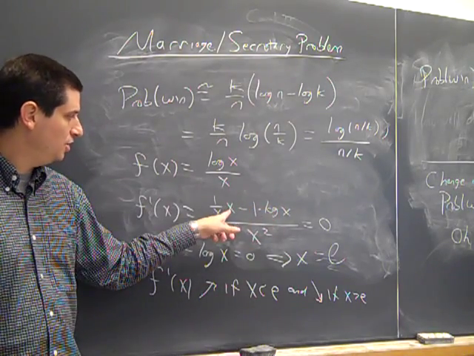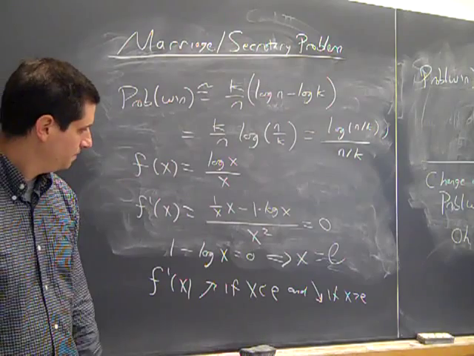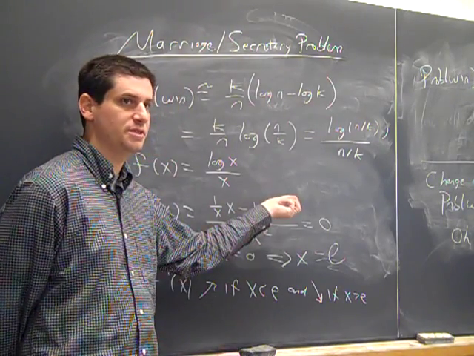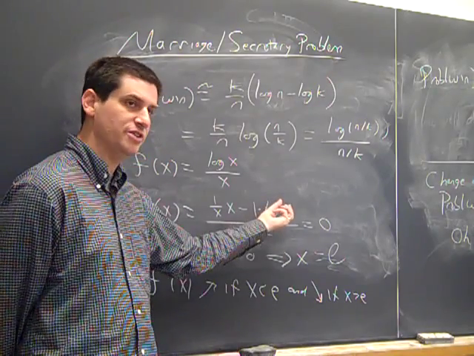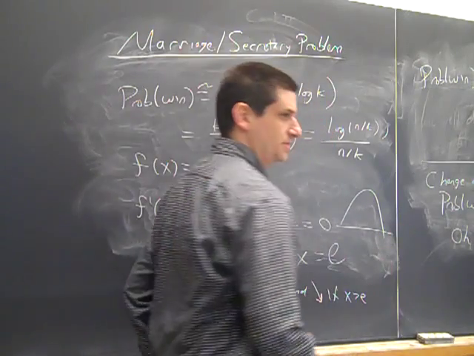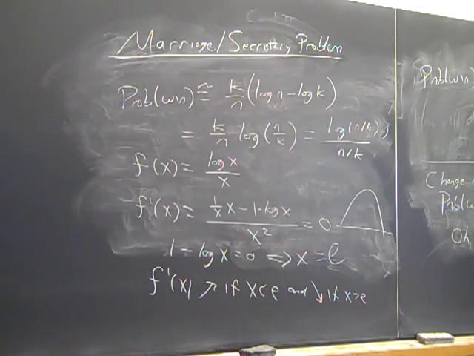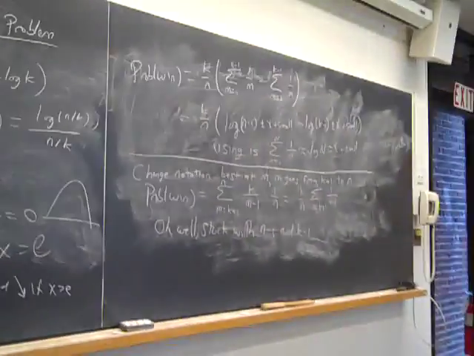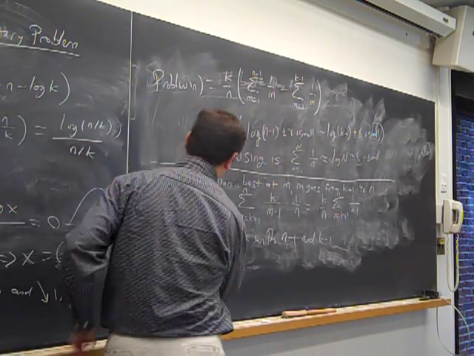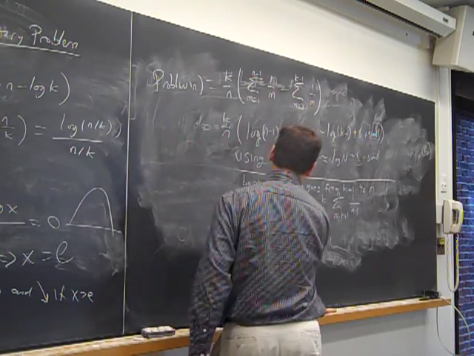If x is really small, the derivative is positive, because you have 1 minus something small. And then as x becomes larger and larger and larger, the derivative becomes negative. The plot looks something like this. Okay? So just using calculus, we can see that the best choice is we want n over k to be about e. So now it's time to see how well I did.